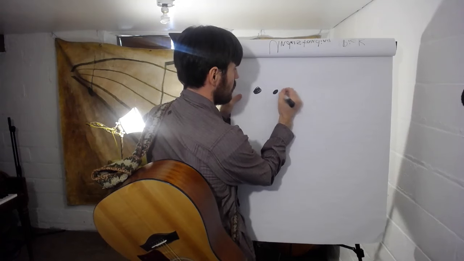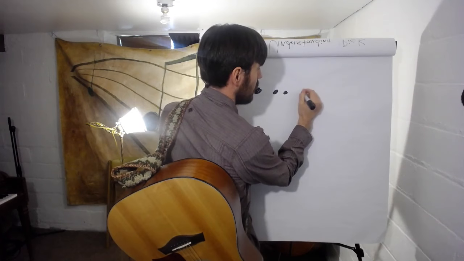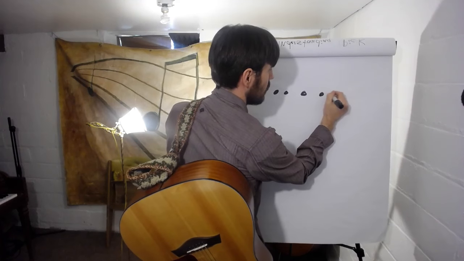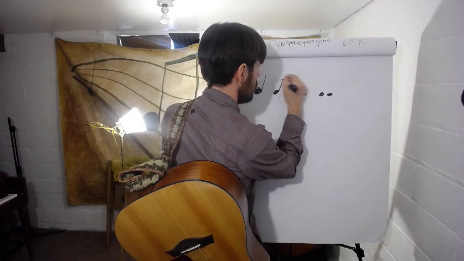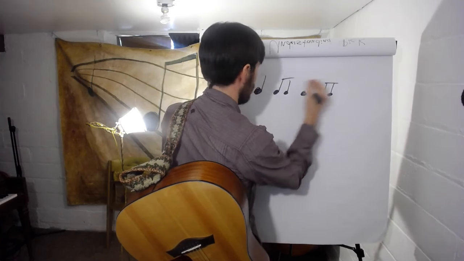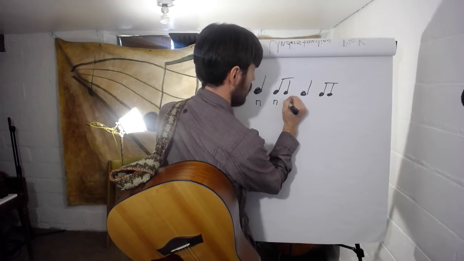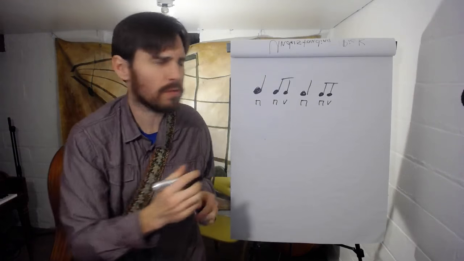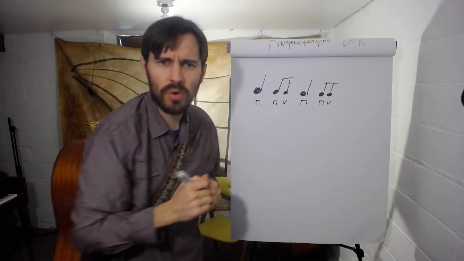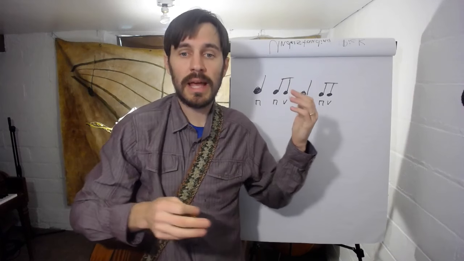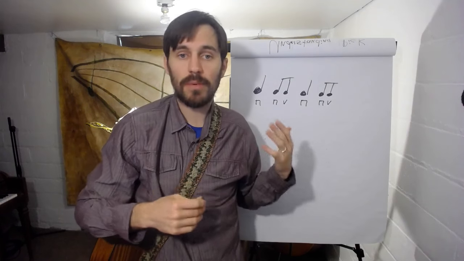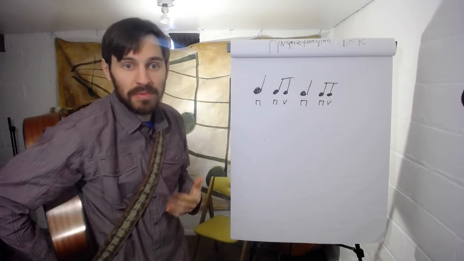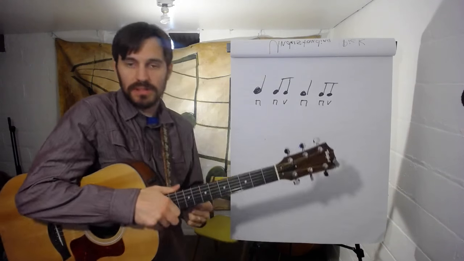Quarter, two eighths, quarter, two eighths. So 1, 2 and, 3, 4 and. Down, down, up, down, down, up. I also go over some of this in my beginner course at the website. If you're a free member, there are a couple of examples from the beginner course about this. I have a couple of free lessons more in depth about how to read the tab and understand some of this stuff.